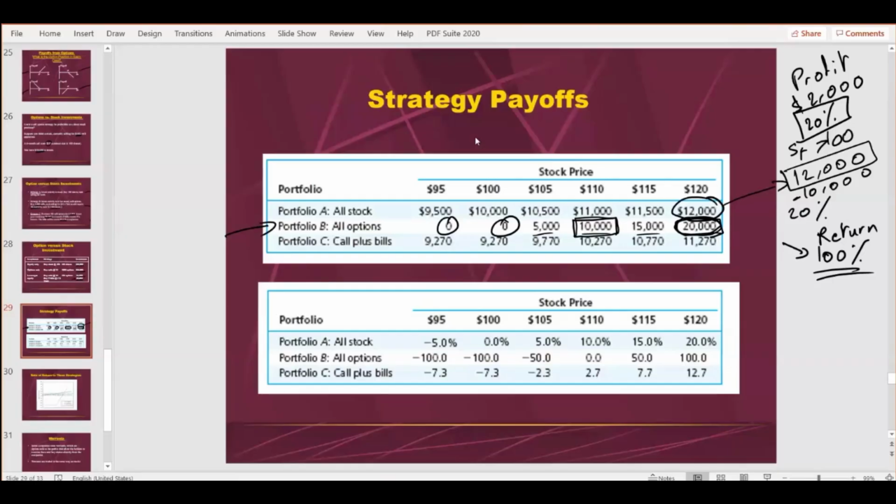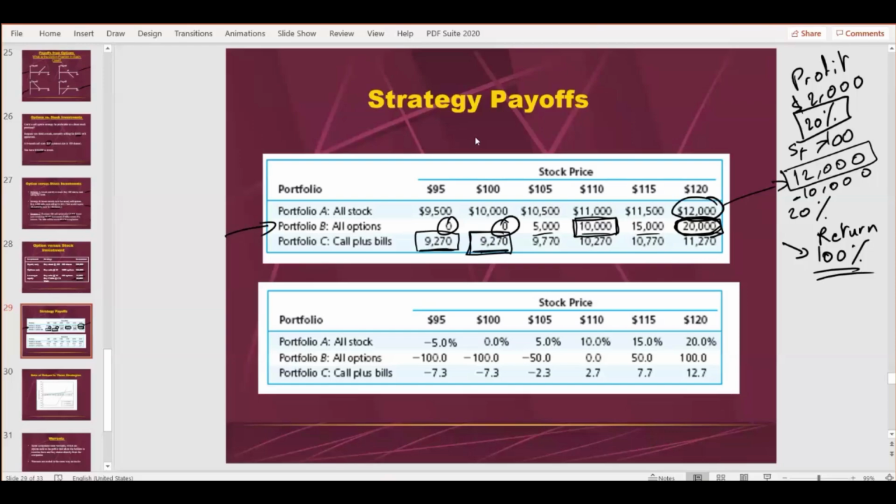Now, when I consider the last strategy, Portfolio C, which includes a long position in the call plus a long position in the treasury bills, when I do not exercise, I will have $9,270, because this is the payoff from the position in the risk-free asset. My payoff from the call option is 0.